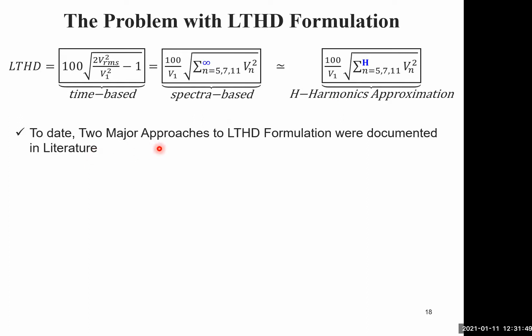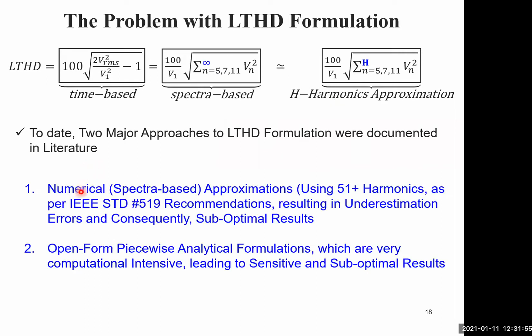So to date, two major approaches to LTHD formulation were documented in the literature. First is the numerical spectra-based approximation using this formula. Usually, you're using at least 51 harmonics as per the IEEE Standard 519 recommendation. Still, you're going to end up with significant underestimation and consequently a suboptimal result. The second approach is called the open-form piecewise analytical formulation, which is very computationally intensive and will also lead to sensitive and suboptimal results, as we saw in all previously published cases in the last 20 years.